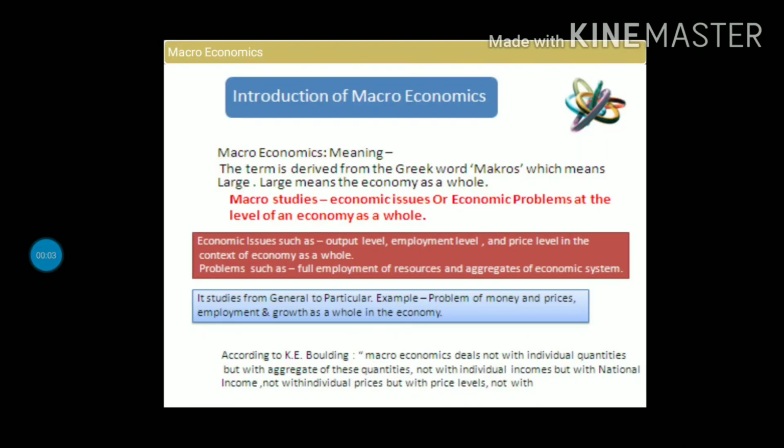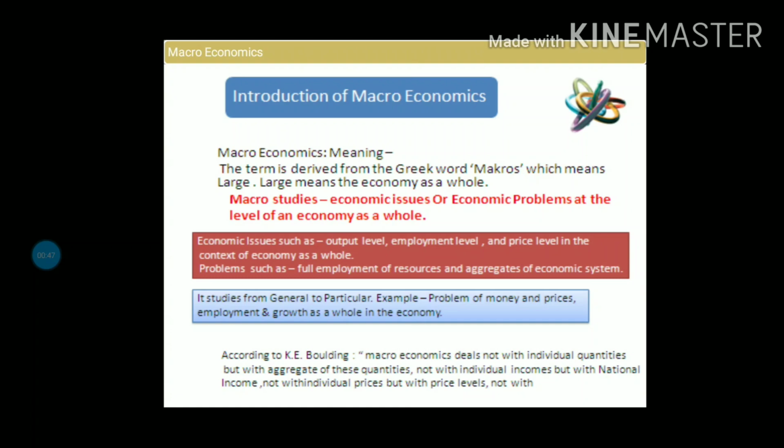As I have made clear in the earlier discussion, the term macroeconomics is derived from the Greek word macros, which means large. Large means the economy as a whole. Macro studies economic issues or problems at the level of an economy as a whole. Economic issues such as income and output level, employment level, general price level in the economy as a whole. Problems such as full employment of resources and aggregates of the economic system. It studies from general to particular. Example, problems of money and prices, employment and growth in the economy as a whole.